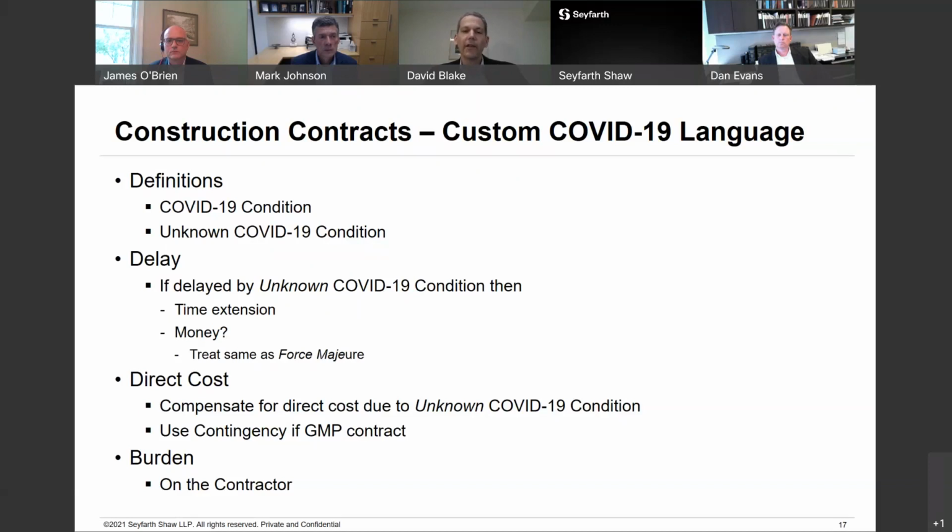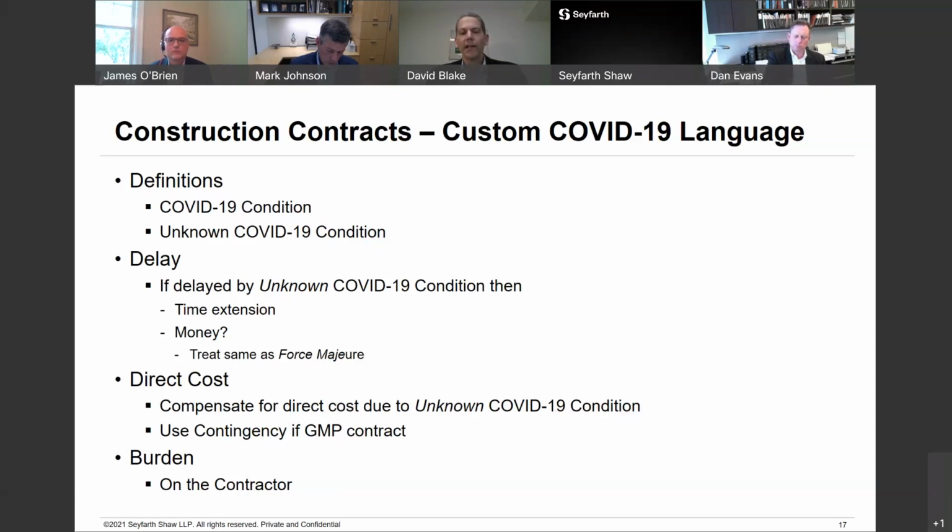So I start with some key definitions around COVID-19. Two of them I put up on the screen, which is a COVID-19 condition and an unknown COVID-19 condition. The COVID-19 condition has three parts to it. One is a public order or mandate from an authority with jurisdiction where your project is located that has a bearing on your construction project in COVID-19. So this could be social distancing, the use of PPE, or other types of issues.